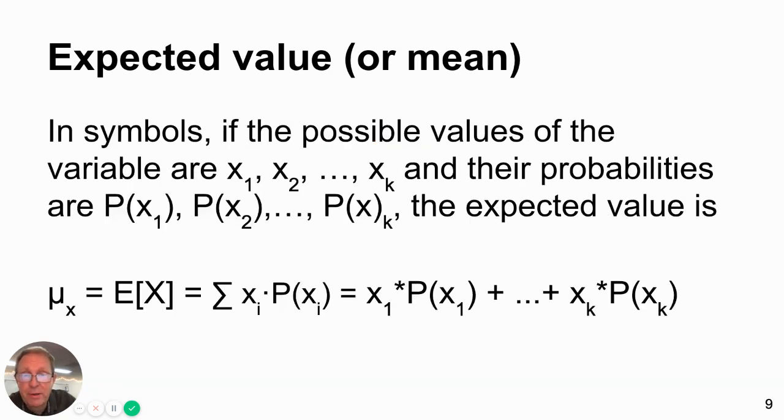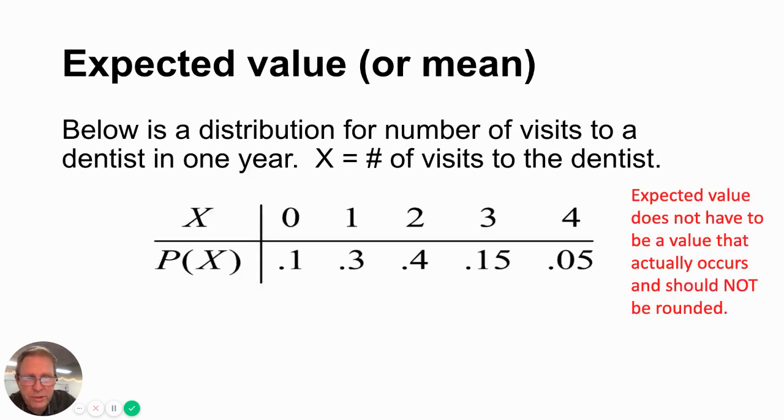So here I've spelled it out in a little bit more detail. The mean is equal to the expected value. And then that summation symbol, the summation of xi times its probability: I take x1 times its probability plus x2 times its probability, and then I put this little ellipsis plus, to show that the series continues in a similar fashion all the way to the end. I have k possible outcomes, so it's xk times the probability of xk. So let's show you how this works in practice. Below is a distribution for the number of visits to a dentist in 1 year.